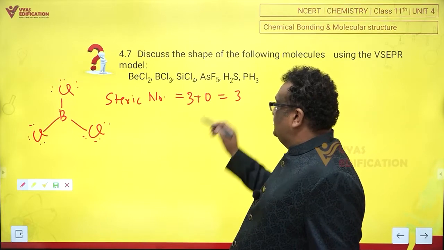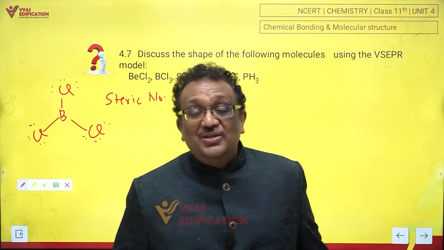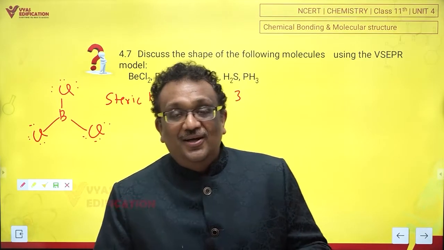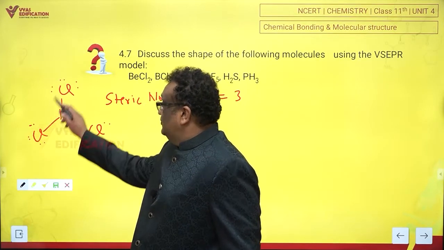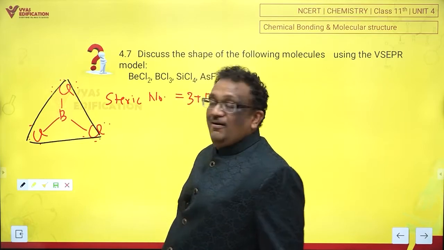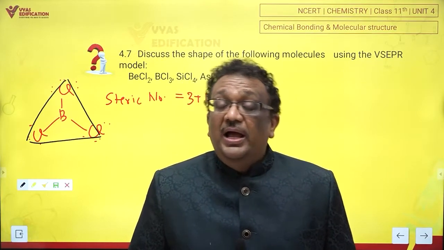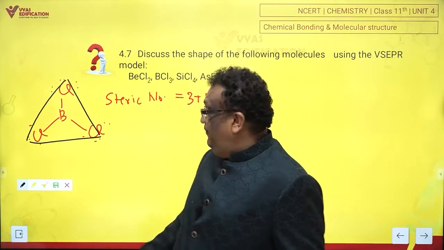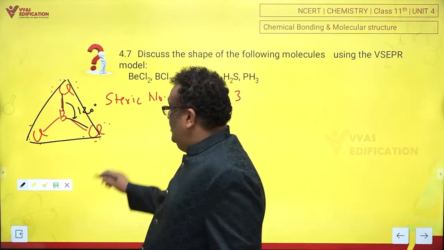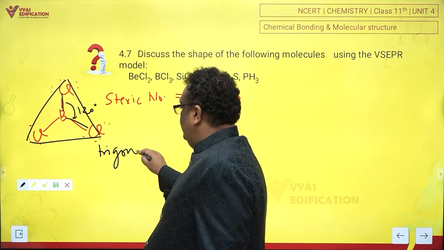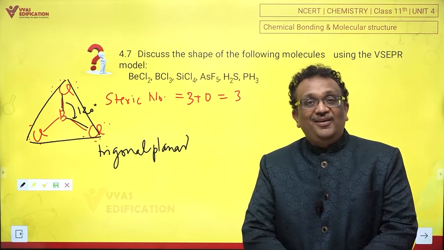So this is 3. And if the steric number is 3, with each steric number is associated a certain geometry, a certain configuration around the central atom. Like in this case, we will have trigonal planar. So the geometry would be trigonal planar because Cl atoms would like to go as far apart from each other as possible, and the farthest they can go apart from each other is at an angle of 120 degrees within the same plane. So this becomes trigonal planar as per VSEPR theory.